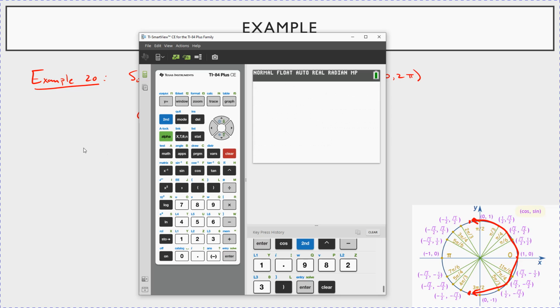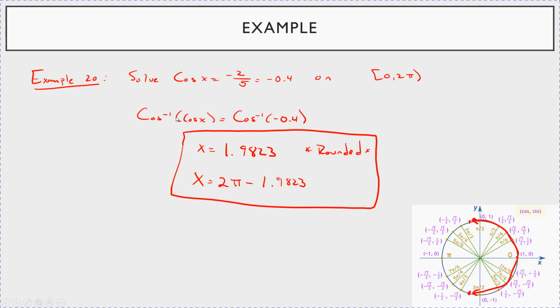All right, I hope these quick ones help. Your calculator, using the inverse, will help you get the first solution, and then you're going to need this type of trick to help you get the second solution.